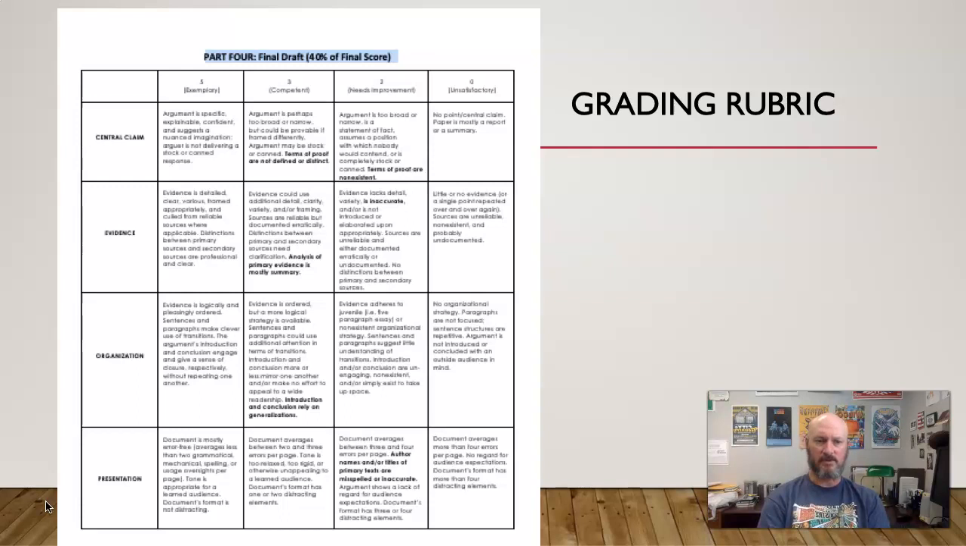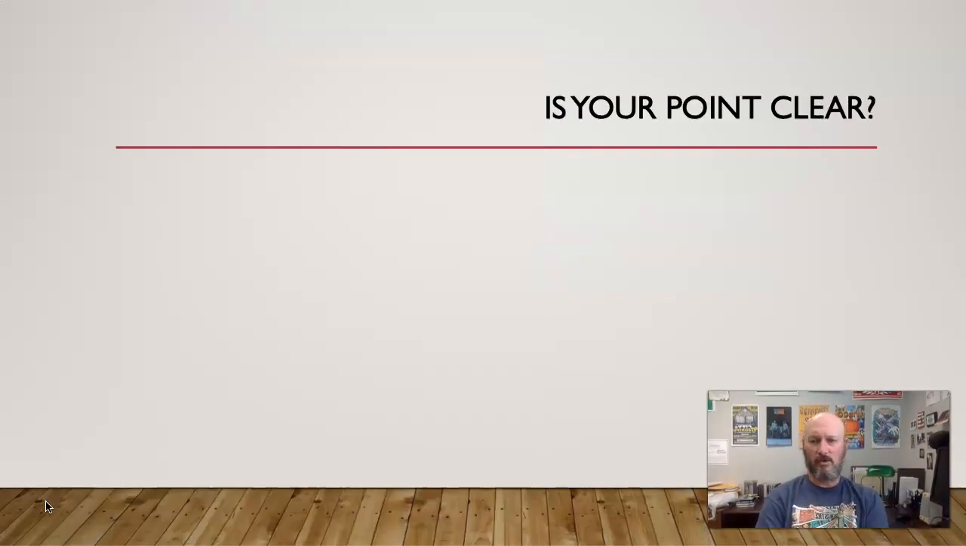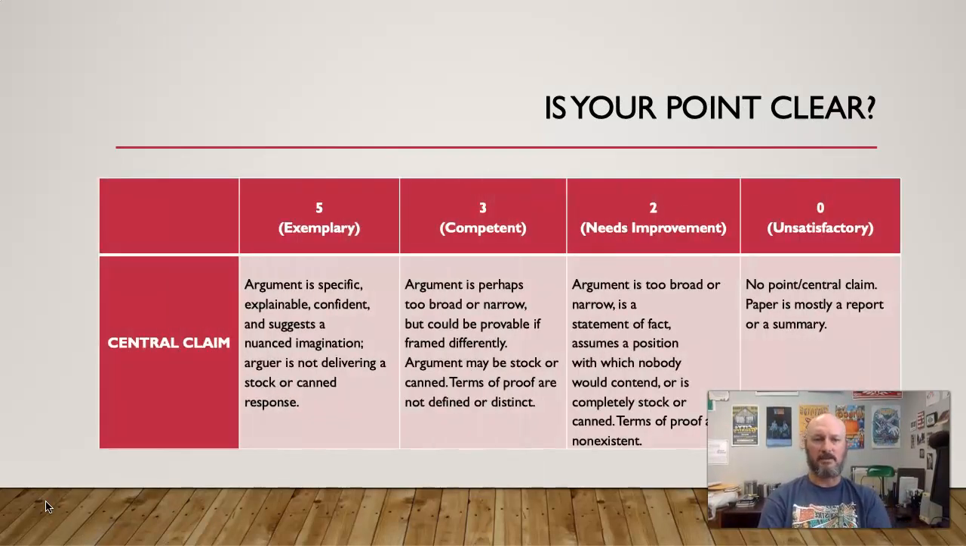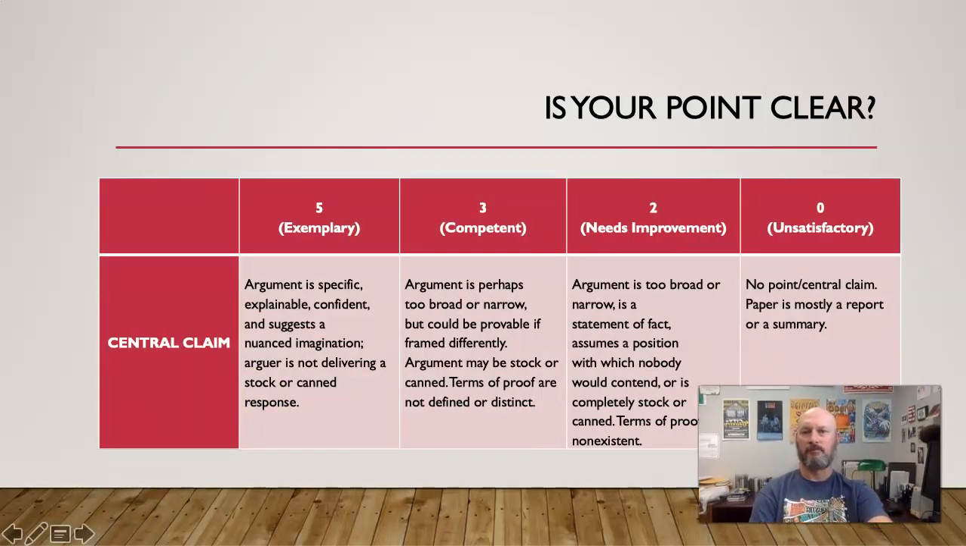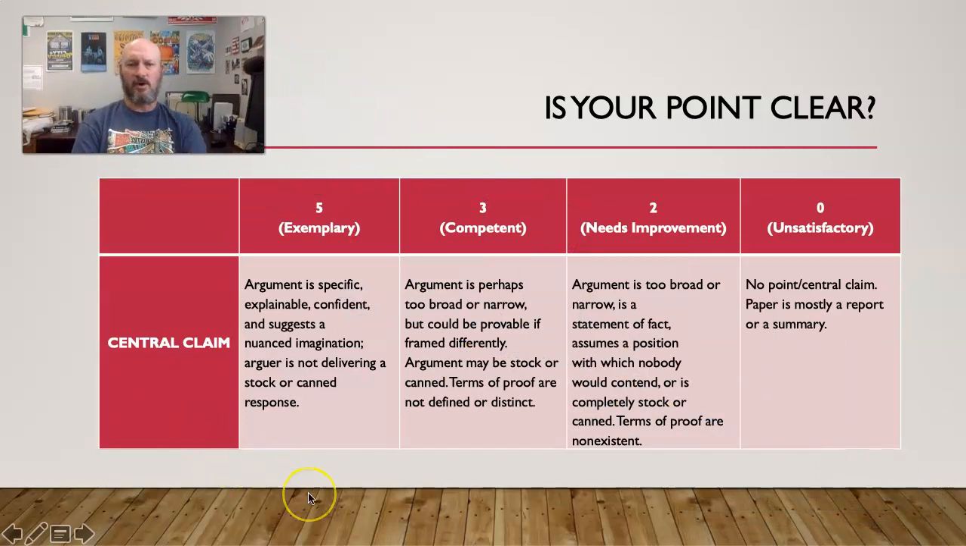But we're going to focus most of this talk on how we can revise to compensate for errors in higher order thinking as opposed to sentence level stuff. The first question you always want to ask is, is your point clear? If we look at the first row of that rubric, that's what the central claim is. It's asking whether or not your point is clear or not. And we're going to grade this on a scale from 0 to 5.